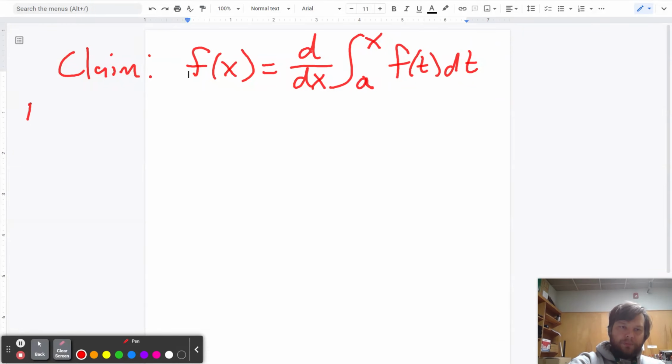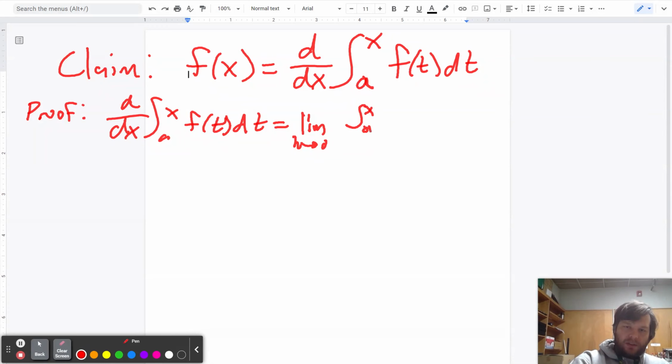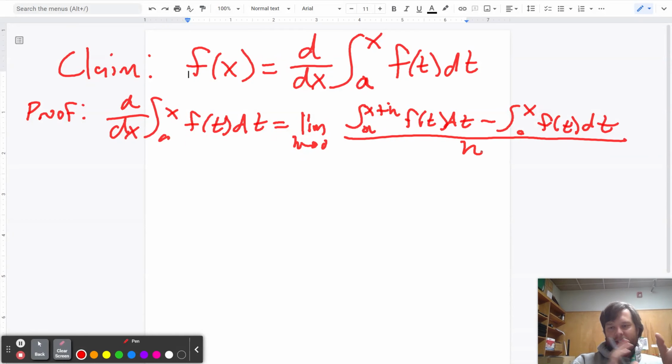So here's the proof. We're going to go back to first principles. I know that the derivative of anything can be written as the limit as h approaches 0 of the exact same function with x plus h replacing the letter x, minus the function with just the letter x, all over h. The nice thing is that what we're using is just the idea that the integral tells you the area under the curve.